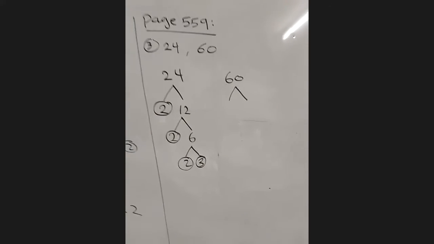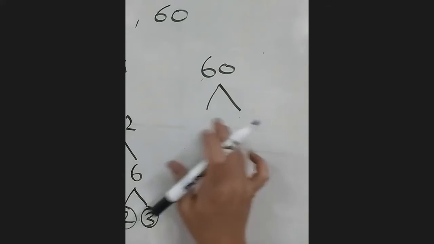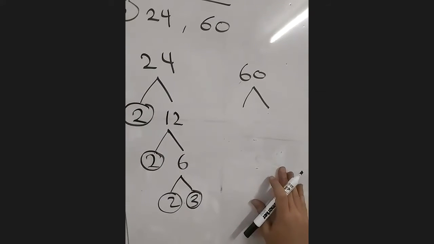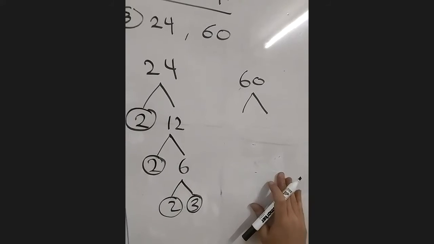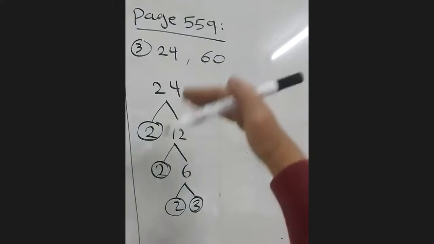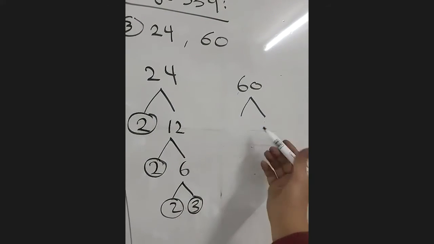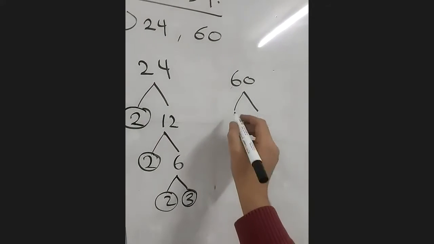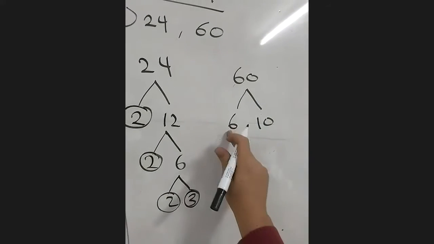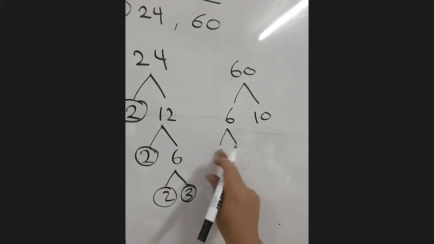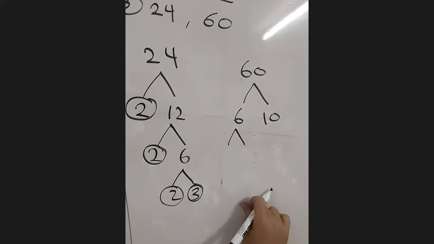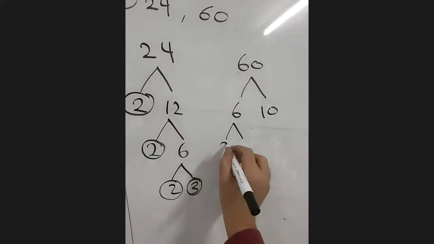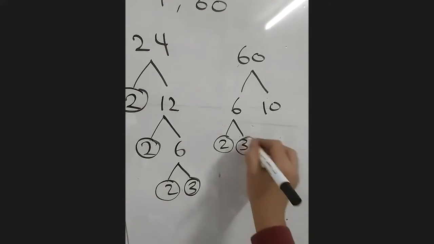Yes. 60. Give me 2 numbers. If you multiply them, you get 60. Guys, copy. This is question 3. 6 and 10. Excellent. Can we do more for the 6? Yes. 2 multiply 3. 2 and 3, and we put a circle.